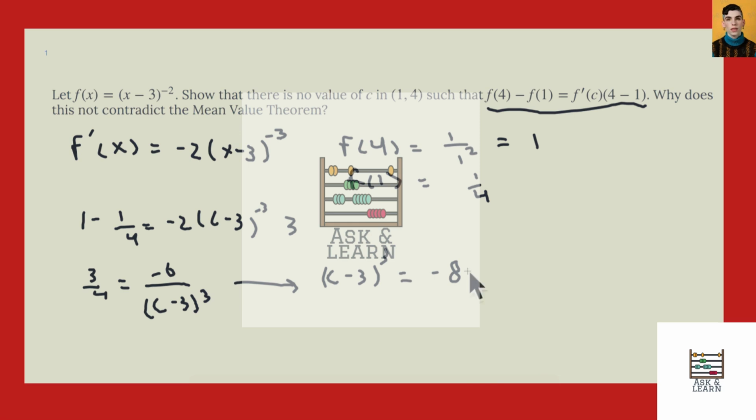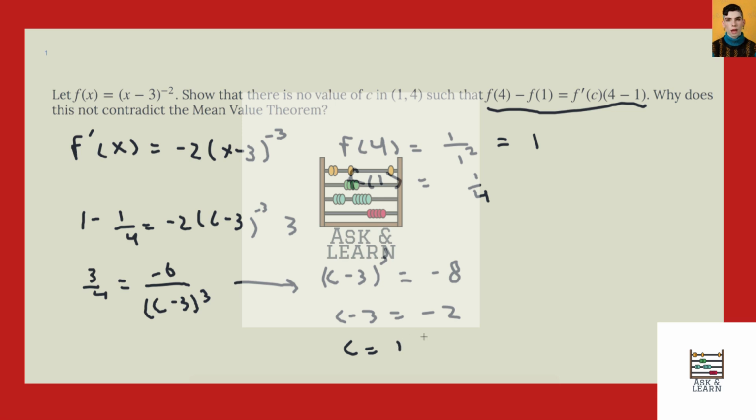And then now we simply take the cube root on both sides. The cube root of negative 8 is negative 2. And then we add 3 to both sides, and c is equal to 1.